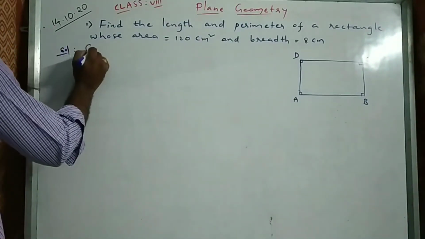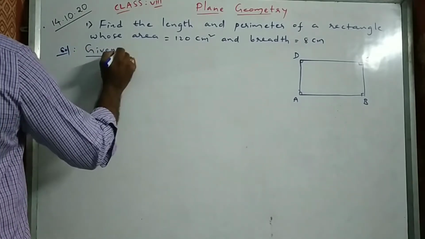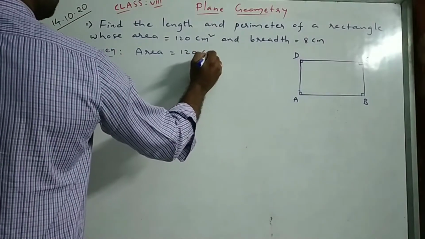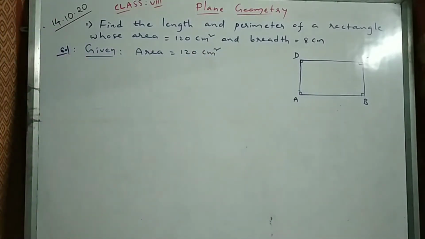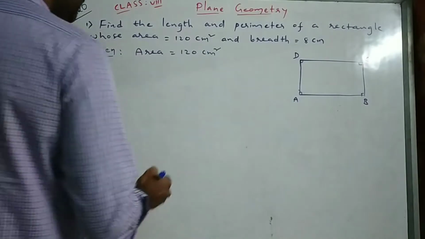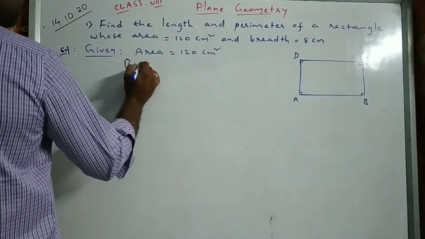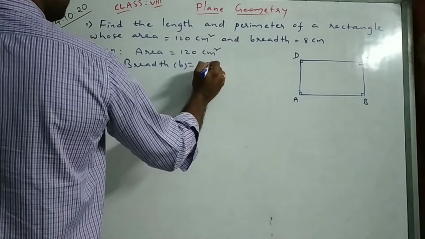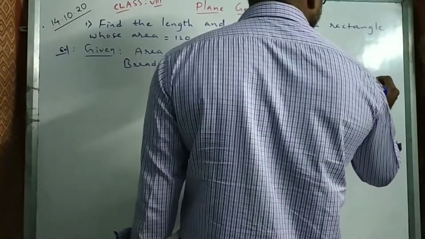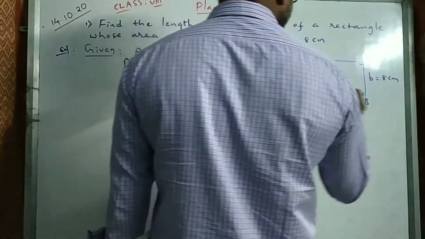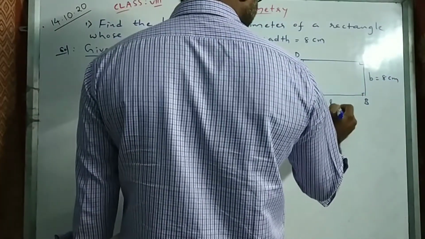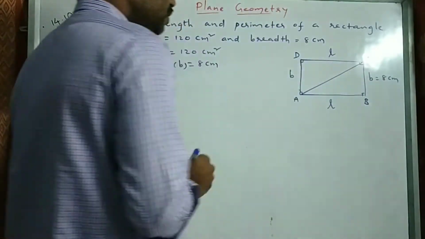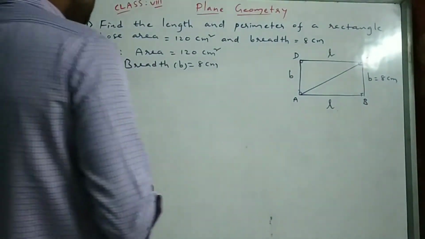First you write given data. What is given here? Area of rectangle is given. You remember area of rectangle formula, length into breadth, and breadth is also given. How much breadth? 8 cm. Breadth is 8 cm here. This is also breadth. Length we should find, and diagonal also we should find. What is the length of diagonal?